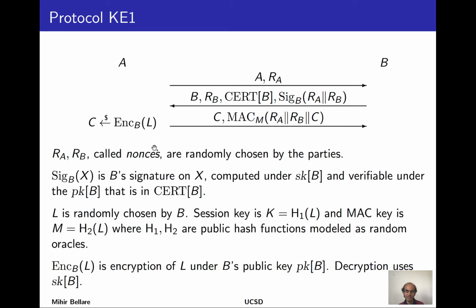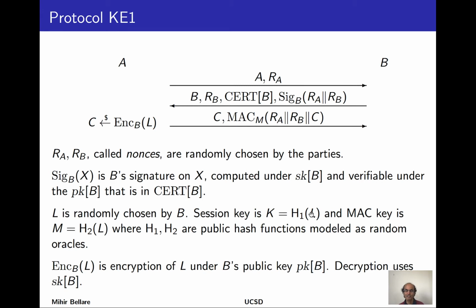But in order to make sure that there isn't confusion and insecurity created by multiple uses of the same key, what we actually do is, starting from this key L, we derive a MAC key by hashing it under a public hash function h2, and that's the key used here. And the session key is not actually L itself, but the result of some other different hash function applied to L. In this way, the K and the M keys are not related to each other, although they are derived from higher level key L.